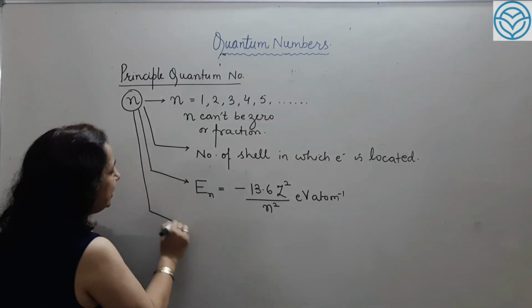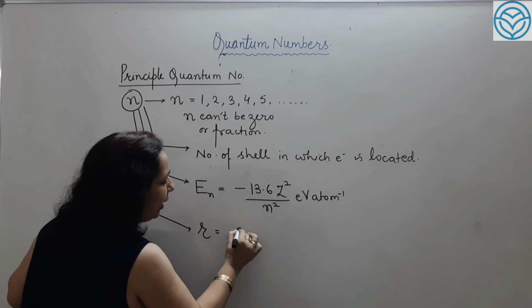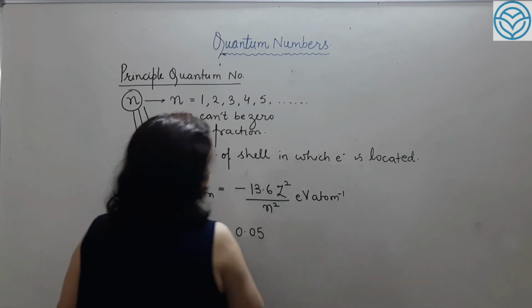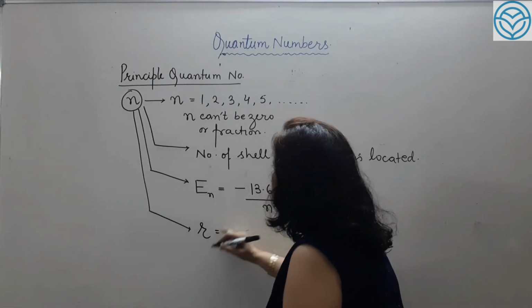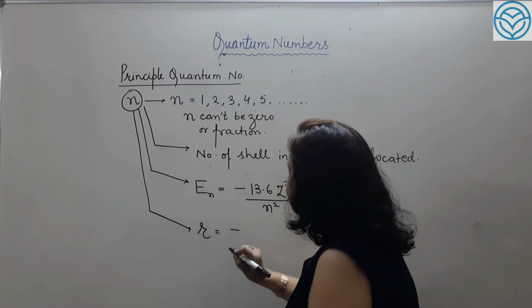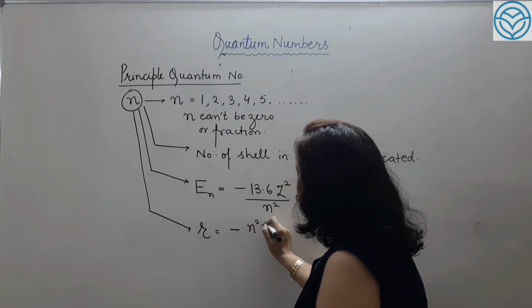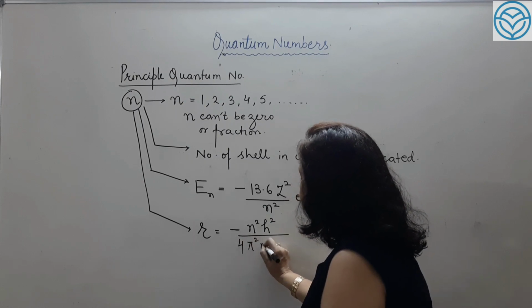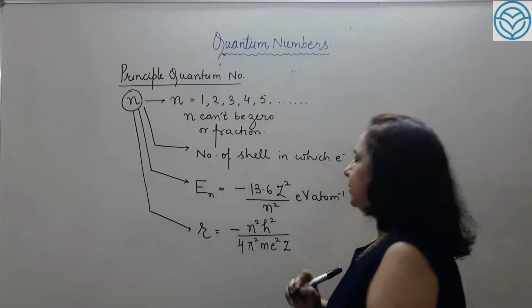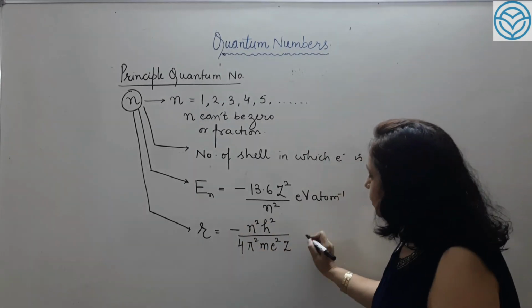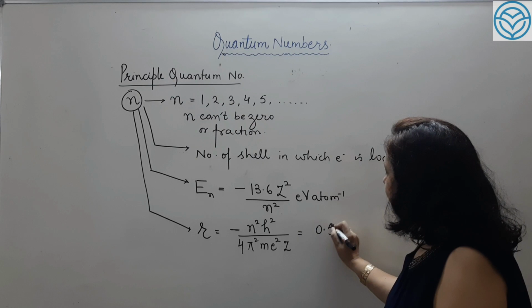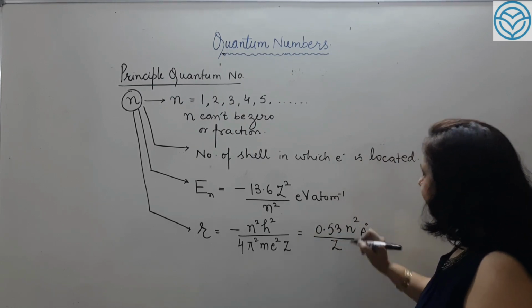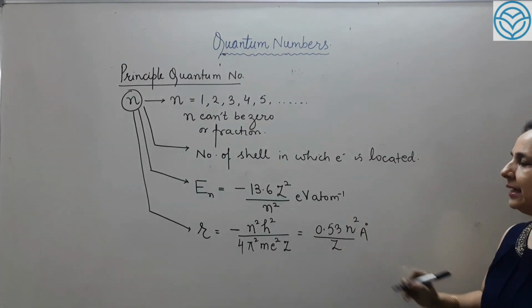You can know about the radius of the shell. Radius is 0.059 nanometer and so on. Or we can write the formula even: N square h square upon 4 pi square m e raised to power 2 Z. This formula is going to give us the value of 0.53 into N square upon Z in Angstrom. We can write it in Angstrom. It means the radius can be calculated.